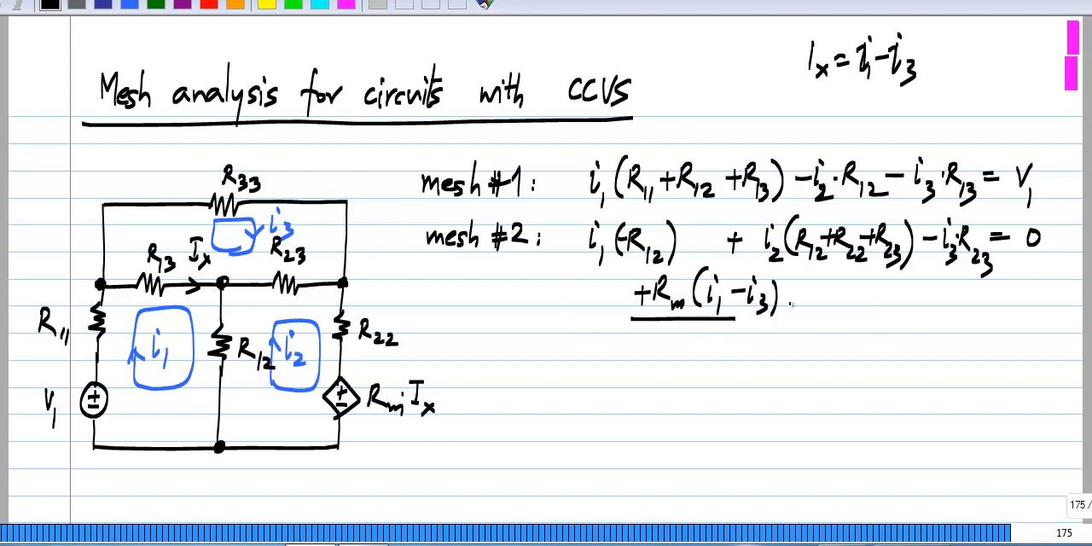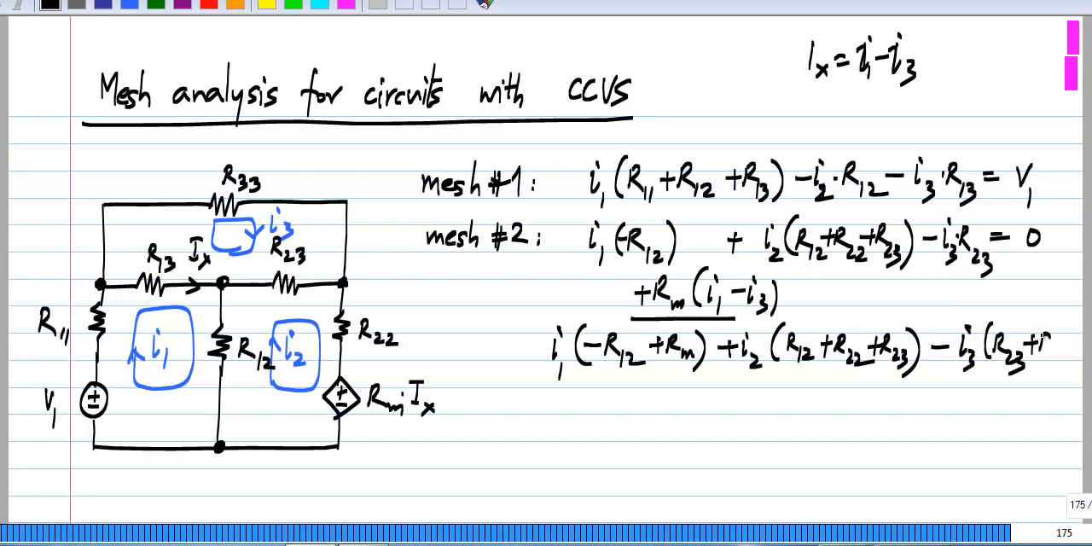So, if I rearrange it while grouping the current variables, I have I1 times (minus R12 plus Rm) plus I2 times (R12 plus R22 plus R23) minus I3 times (R23 plus Rm). So, this is what I'll have and you see that this Rm, because Ix is here and Ix equals I1 minus I3, Rm adds to the coefficient of I1 and subtracts from the coefficient of I3.